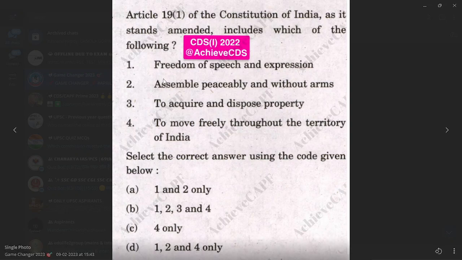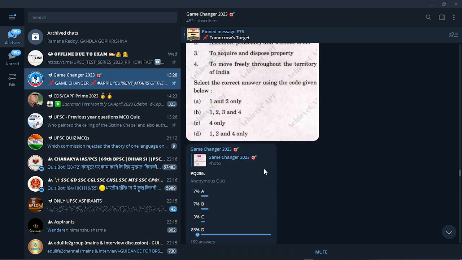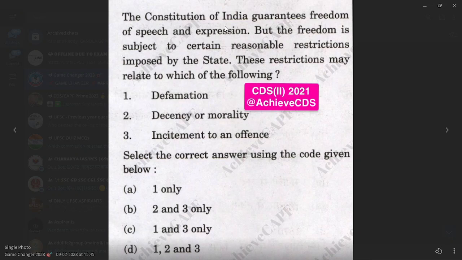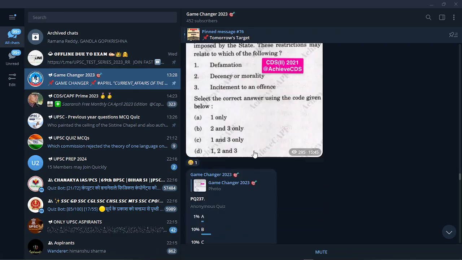1, 2 are there, 4 is also there, I think. 1 to 4, option D. The Constitution of India guarantees freedom of speech and expression, but the freedom is subject to certain reasonable restrictions imposed by the state. These restrictions may relate to which of the following: defamation, decency and morality, incitement to an offence. D, all 1 to 3.